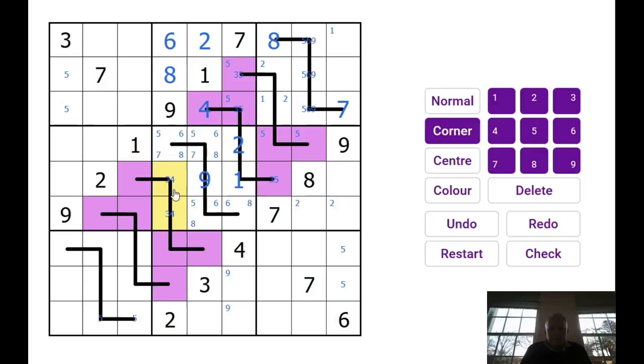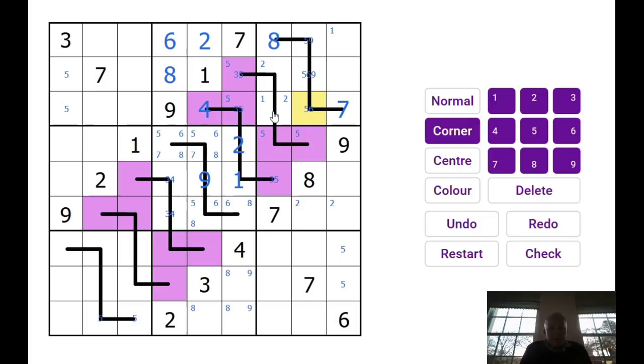Okay, so that's a 3-4 pair. So this shape has to have a 5. It can't have an 8 or a 9. 8 must be in this group of cells down here. Is that helpful? Not really. Now, what else can we do? 1, 2, 9, 3, 6, 2, 7, 8. That's not a 6. That's not a 9. 7. Oh, it's just not giving up its secrets entirely, is it, this puzzle?